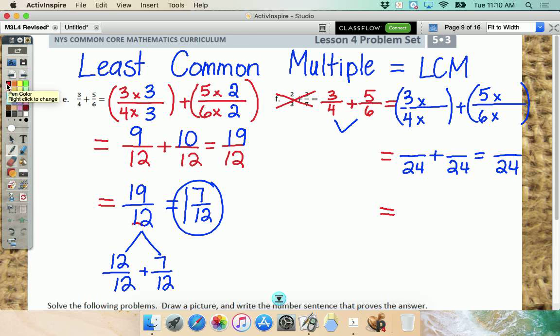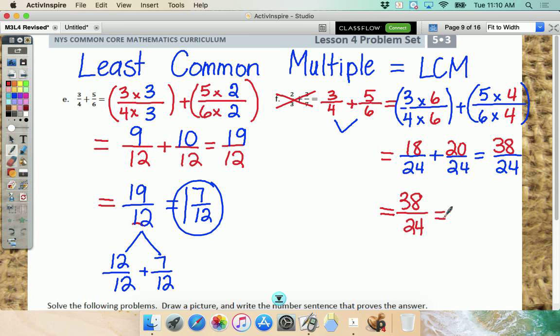And this time, if I've got a 4 here, can I write a 6? Yeah. And if I've got a 6 here, can I write a 4? Yeah. Did I add correctly? Yes. Okay, so I've got 38/24ths.